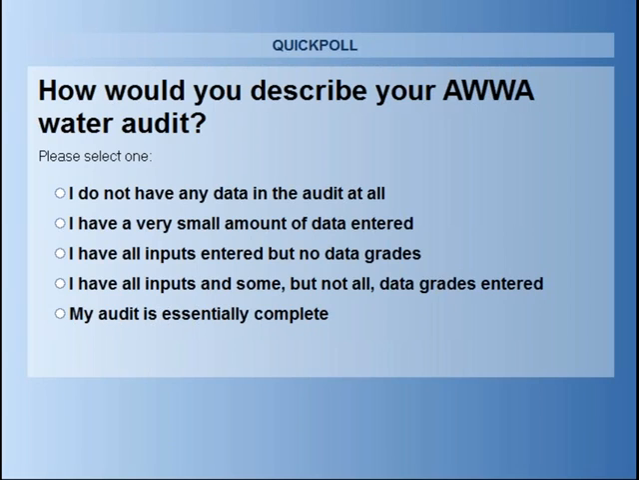And it looks like we have about 2/3 of the folks who have their audit essentially complete, and maybe 1/3 that has a small amount of data in there. So we have mostly people who have their audits complete, which is a very good thing.